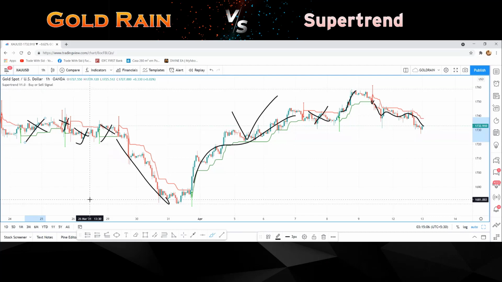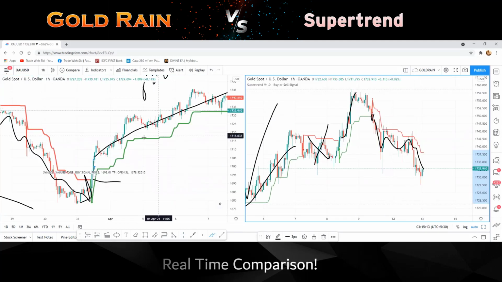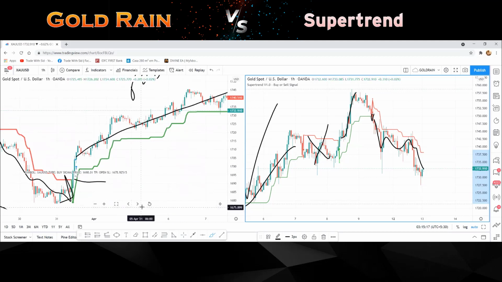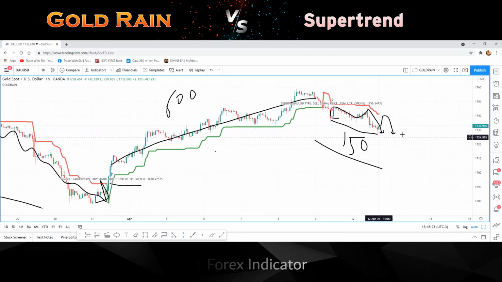Have you seen how many SLs were hitting in a normal Supertrend, while in our golden indicator there was rarely an SL? So this is the power of our indicator. You just see, guys, 600 pips, then 1200 pips, then 150 pips running, and after this pullback, the prices will crash again.